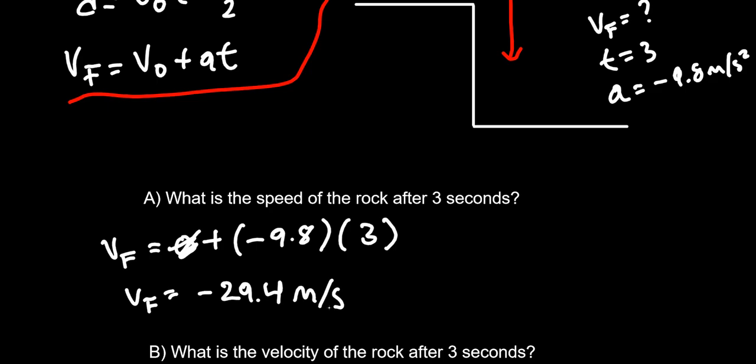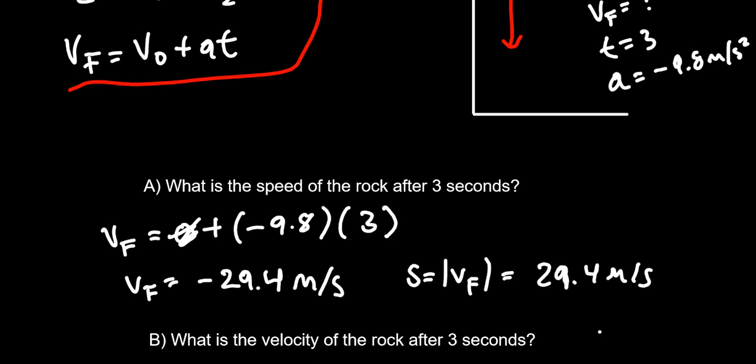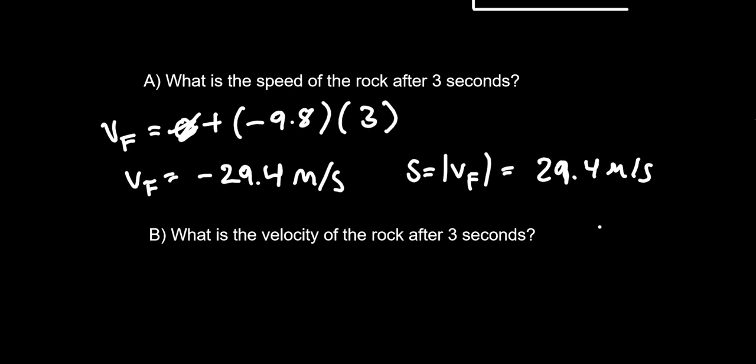This is the velocity. However, we want the speed. The speed is just equal to the absolute value of the velocity. So we're just going to say that the speed is 29.4 meters per second, because remember, speed is a scalar quantity and velocity is a vector quantity. Let's go over to the next part.